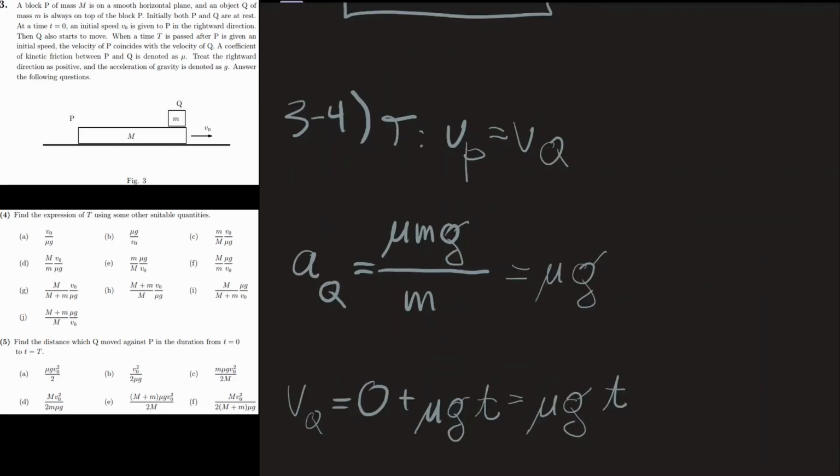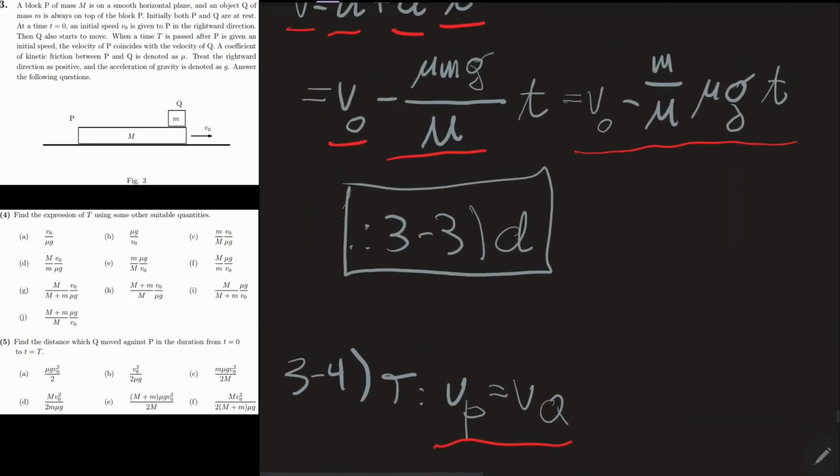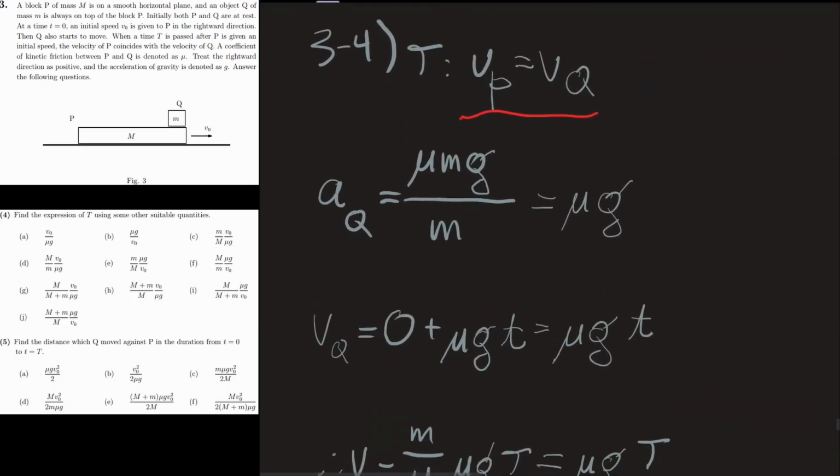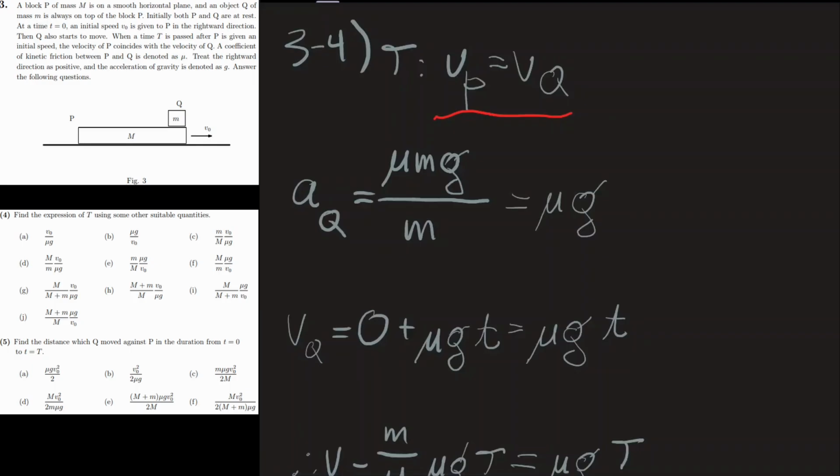Next is part 4, which says, find the expression of big T using some other suitable quantities. So big T is when the two velocities are equal to each other. So we have to set the velocity of block P equal to the velocity of block Q. We already just found the velocity of block P. So now we just need to do the same thing as we did before to find the velocity of block Q. So once again, I took the force on block Q and divided it by its mass.